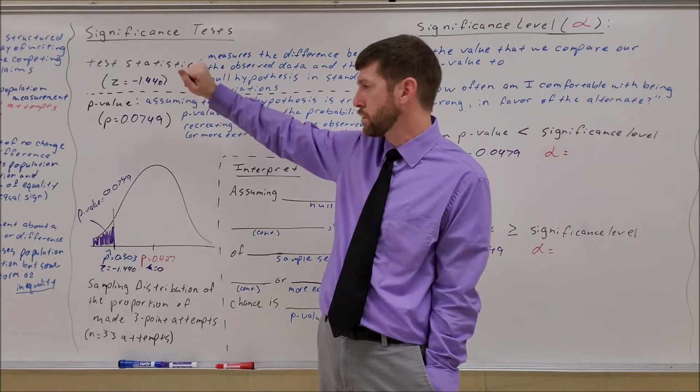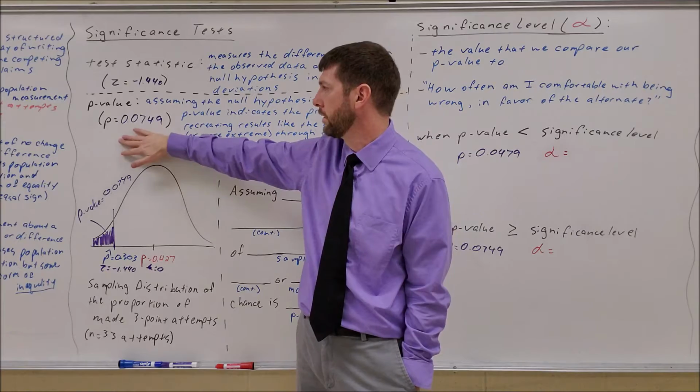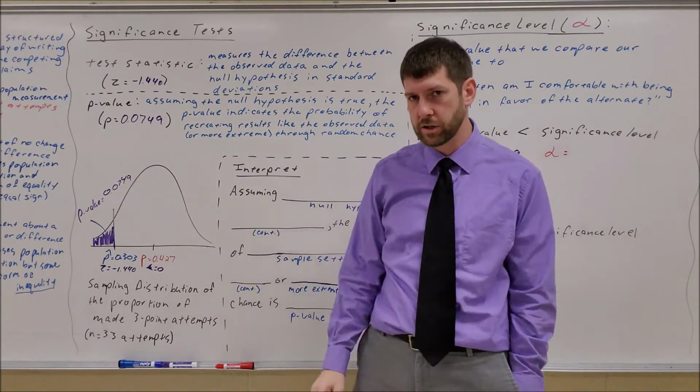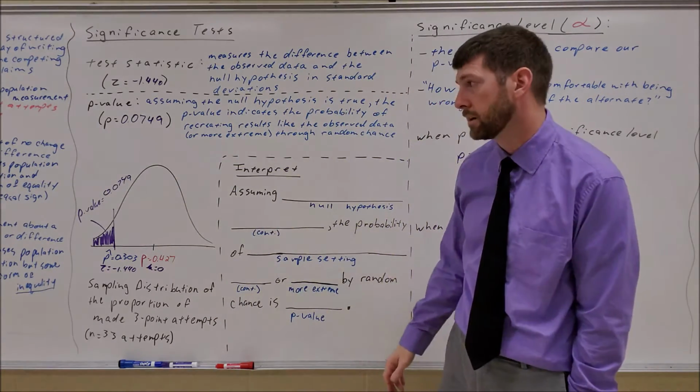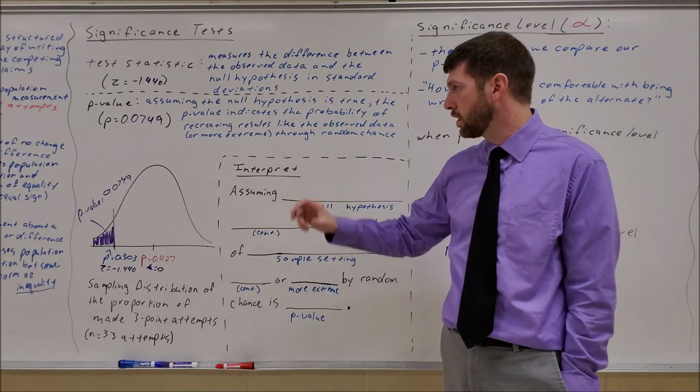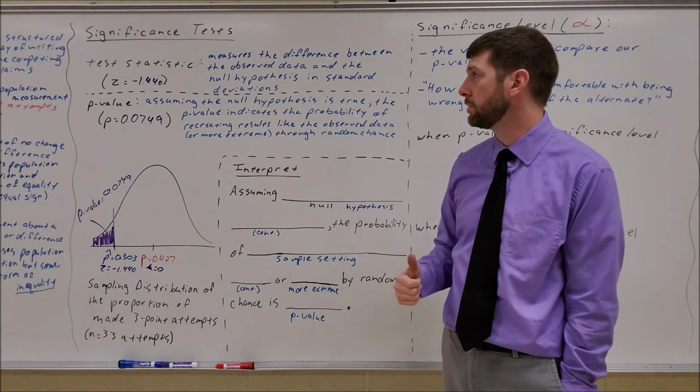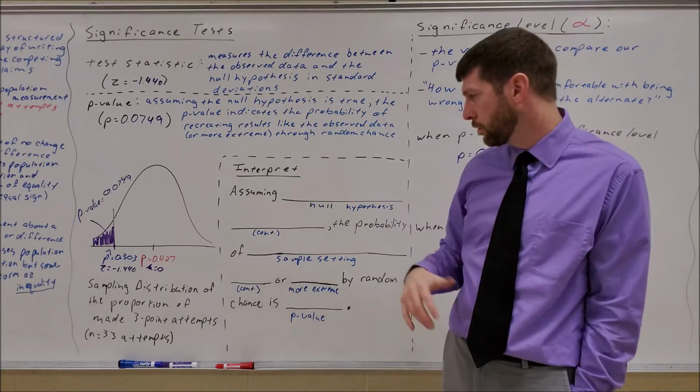So a manipulation of our z-score formula, and then some type of area calculation based off the distribution that we're looking at. So don't stress too much on the calculations right now as to what they mean. All right, so let's interpret what this means.